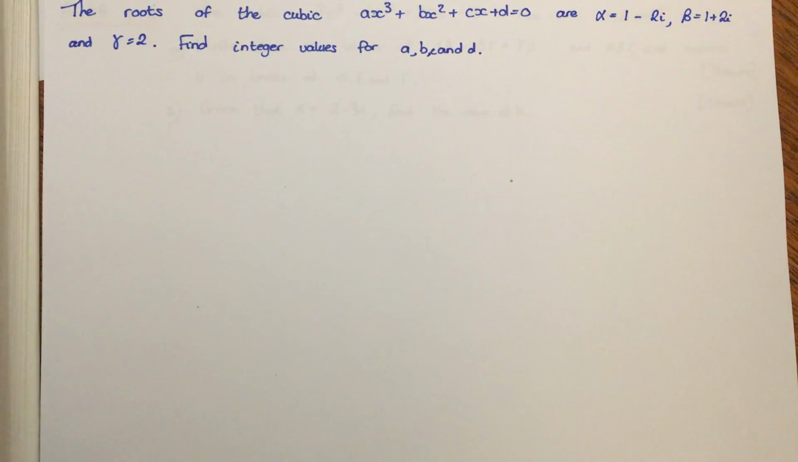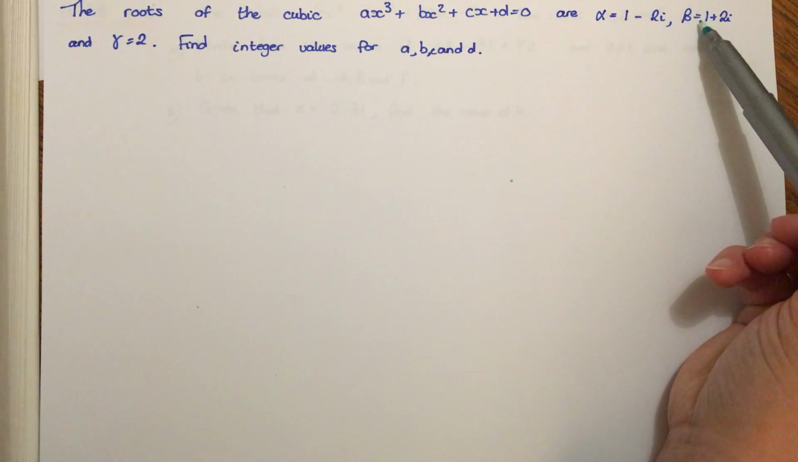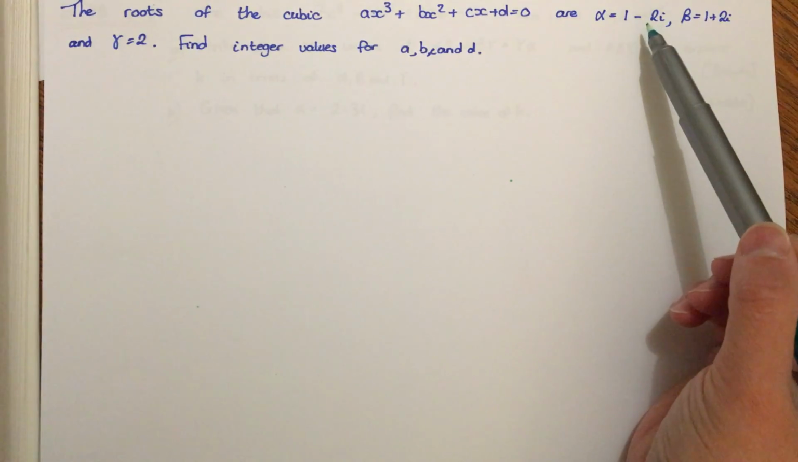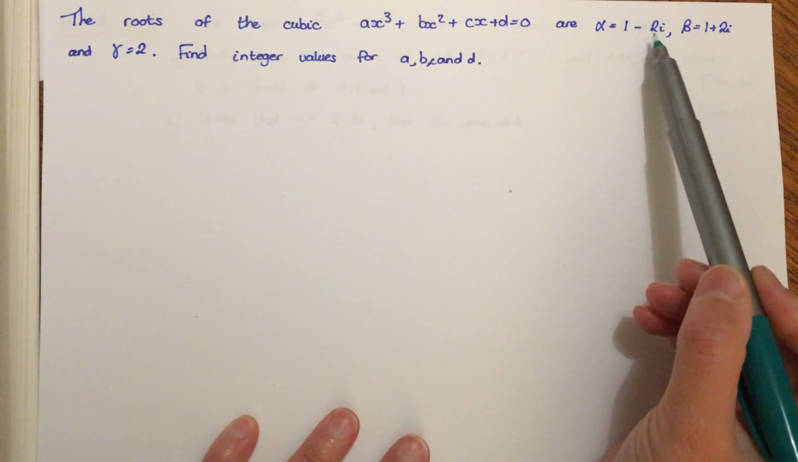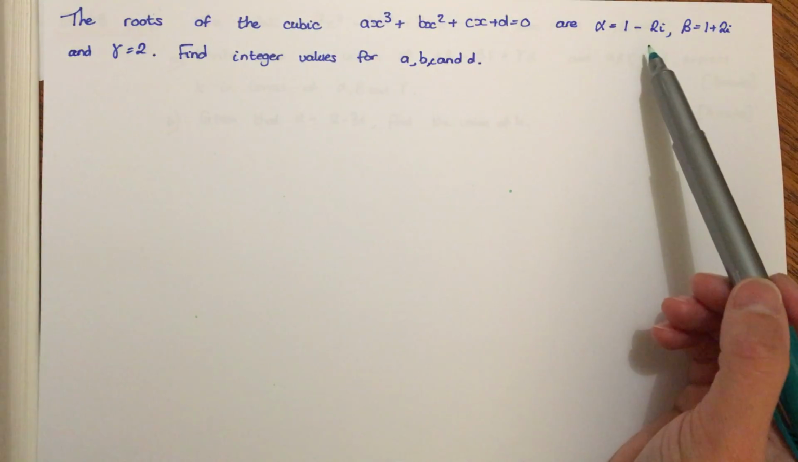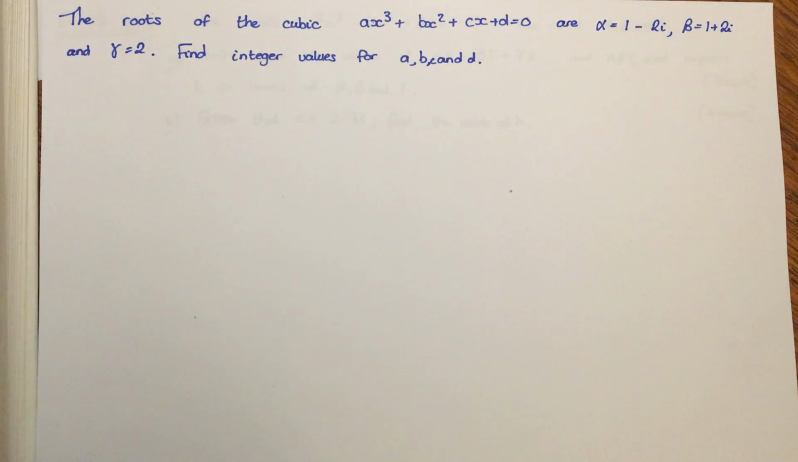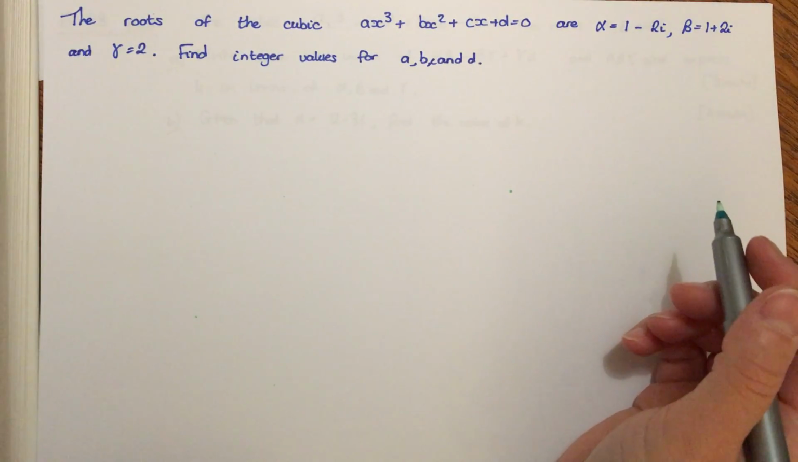Okay, next question. The roots of the cubic ax cubed plus bx squared plus cx plus d equals 0 are alpha, which is 1 minus 2i, and beta, which is 1 plus 2i, and gamma equals 2. Please look again, these are complex conjugates. The same real part, different signs of the imaginary part. So they always come in conjugate pairs. Find integer values for a, b, c, and d. So that's exactly the same.